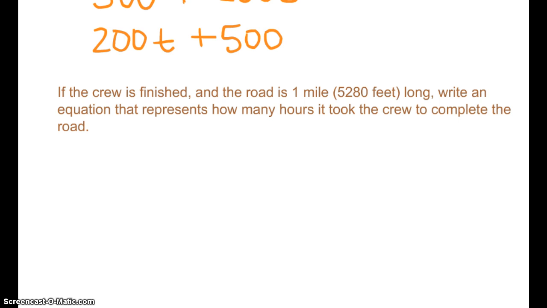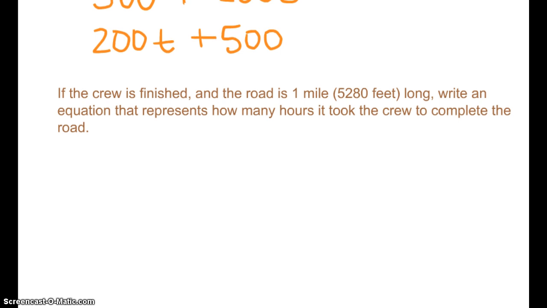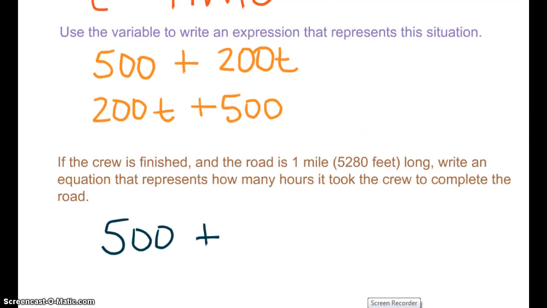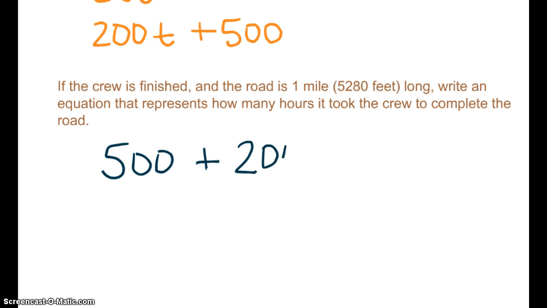Now I want you to write down, if the crew is finished and the road is 1 mile or 5,280 feet long, write an equation that represents how many hours it took the crew to complete the road. So what you probably did is went back to your expression. 500 feet was already completed, plus the 200 feet per hour, and that should give you 5,280 feet. So you should have something like this written down for your equation.